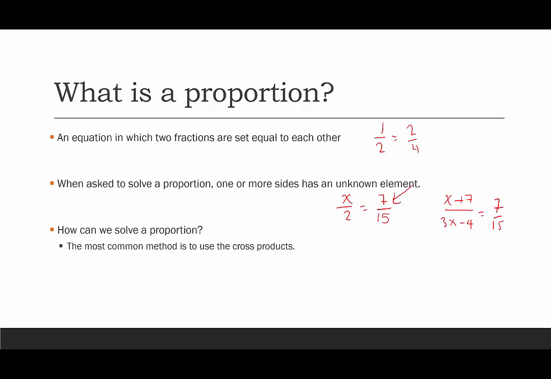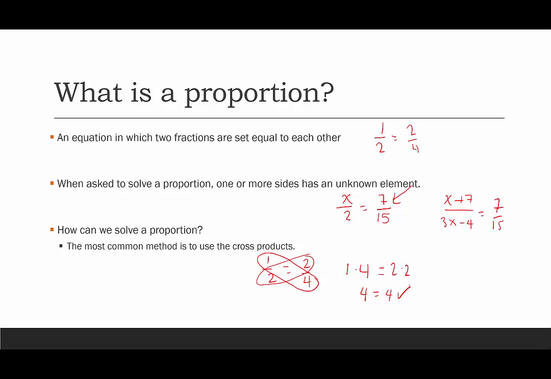How can we solve a proportion? The most common method is to use the cross products. If you have a true proportion, going back to my example of 1/2 is equal to 2/4, then one thing that's true about the proportion is that the cross products are equal to each other. What are the cross products? That's when you take the numerator of one fraction and multiply it by the denominator of the other. So we would have 1 times 4, and that equals the numerator of the other fraction times the denominator of the first fraction. So 1 times 4 is equal to 2 times 2. This says that 4 is equal to 4. That's a true statement, so we know that the cross products are equal to each other.